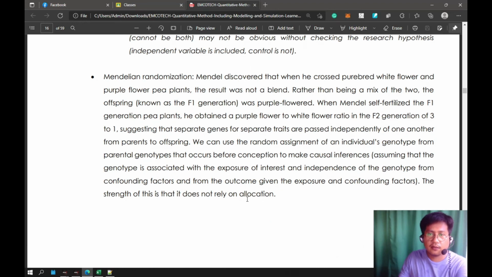So, Mendelian randomization. It was discovered by Mendel that when he crossed purebred white-flowered and purple-flowered pea plants, the result was not a blend, rather than being a mix of the two. The offspring, known as the F1 generation, was purple-flowered, but when Mendel self-fertilized the F1 generation pea plants, he obtained a purple to white flower ratio in the F2 generation of 3 to 1. This suggests that separate genes for separate traits are passed independently of one another from parents to offspring.